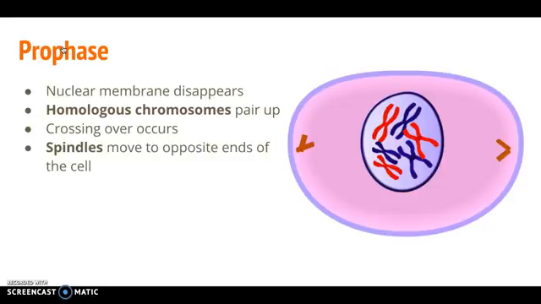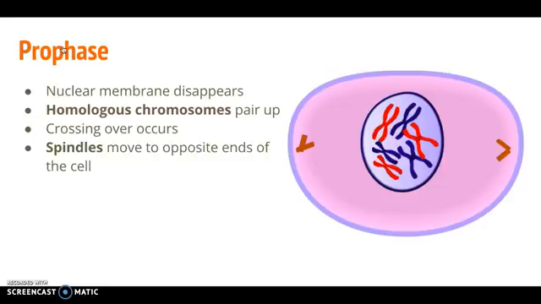As you can see in the picture, the red and the blue pairs correspond to the different pairs of chromosomes. Crossing over also occurs, which means, as you can see, the chromosomes have a pinch in the middle, and that represents the two chromosomes crossing over each other, making that X shape.